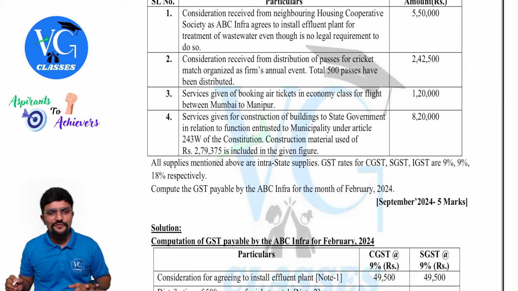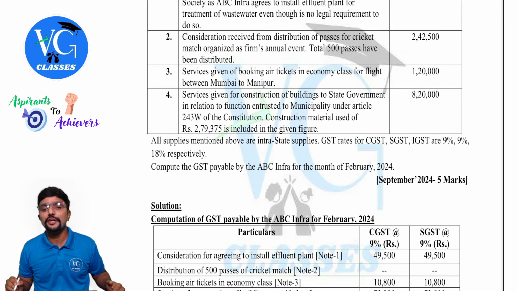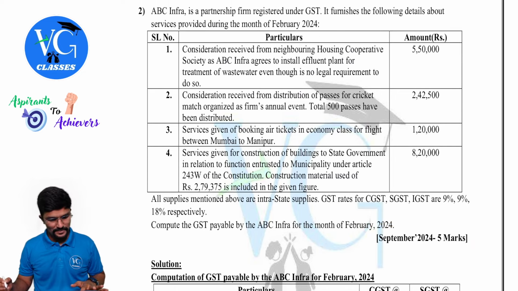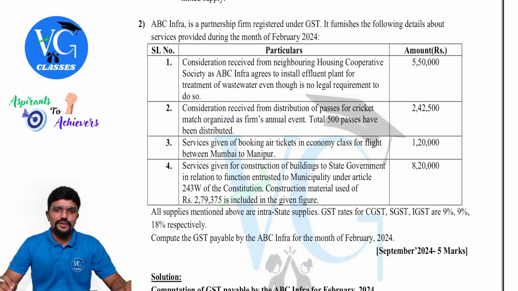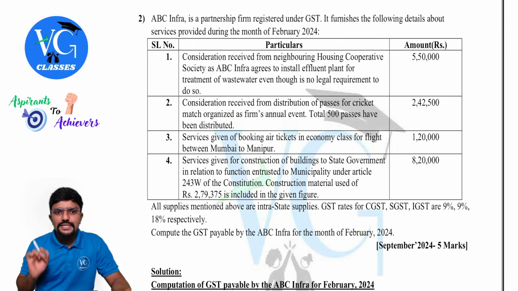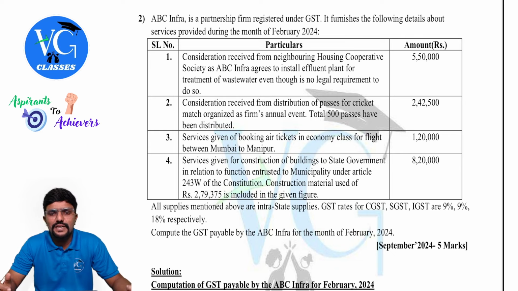Here also, let me read the requirement first. Compute the GST payable by ABC Infra for the month of February 2024. So this is asked in September 2024 for 5 marks, guys. ABC Infra is a partnership firm registered under GST. It furnishes the following details about services provided during the month of February 2024. First one, consideration received from a neighboring housing cooperative society as ABC Infra agrees to install effluent plant for treatment of wastewater, even though there is no legal requirement to do so. They are doing it and they are receiving the consideration for it.